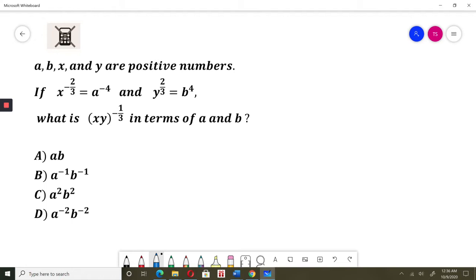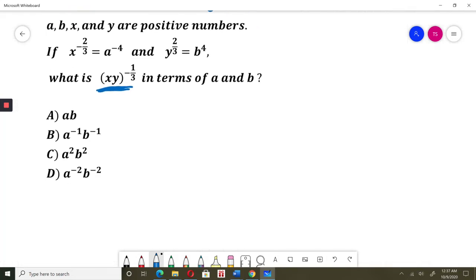a, b, x and y are positive numbers. I'll just write it not to forget. Those are all positives. If x and y equal something, what is xy to the power of negative 1/3? You see, at this moment I have x to the power of 1 and y to the power of 1. I'll try to calculate what x to the power of 1 is.